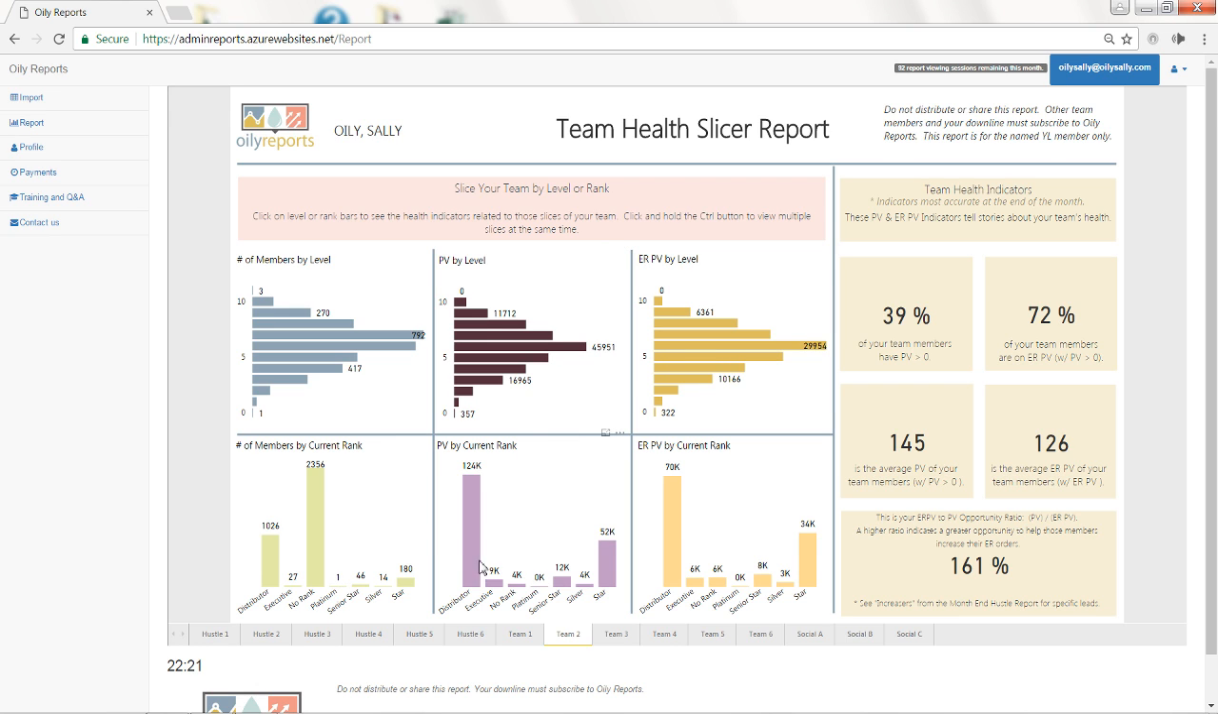So looking over here, you can start seeing how much each rank is bringing in PV and ERPV. And then these 5 indicators are, I would say, really important for you to be tracking month by month, looking at the trend, if things are going up, going down, or flat. And really keeping an eye on these through time and seeing how stable or how widely they fluctuate.